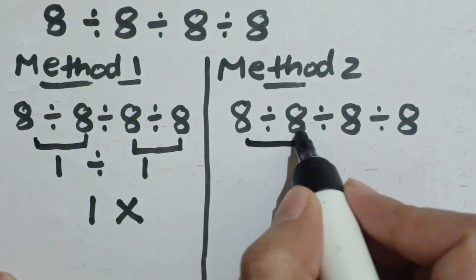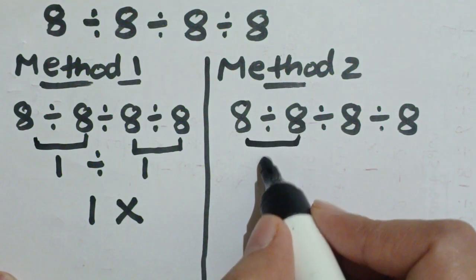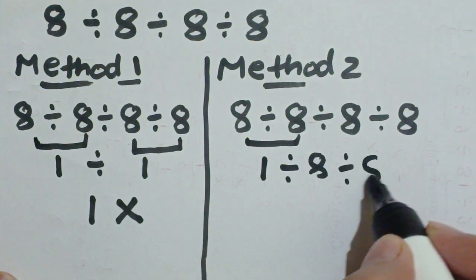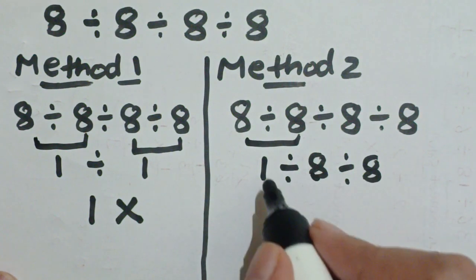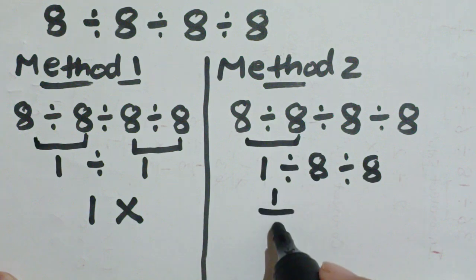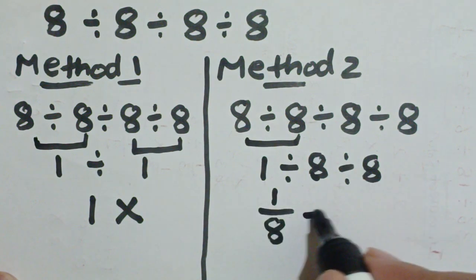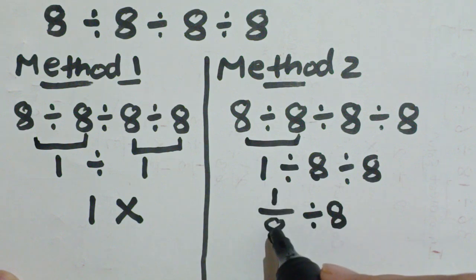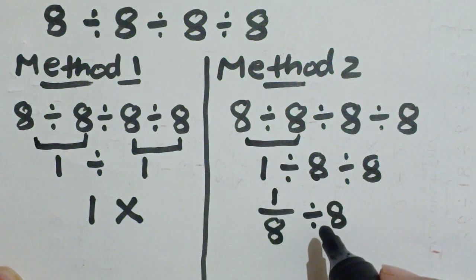So first we'll solve this part. So 8 divided by 8, which is 1. Divide by 8, divide by 8. Here we can write this as 1 by 8. Divide by 8. Here if in division any fraction is there, then use the KCF rule.